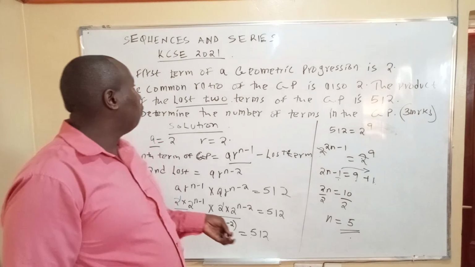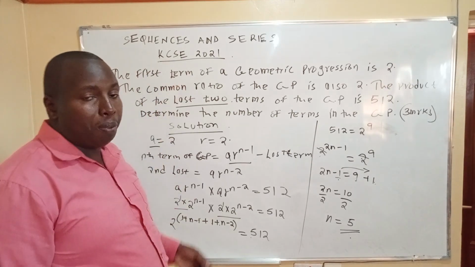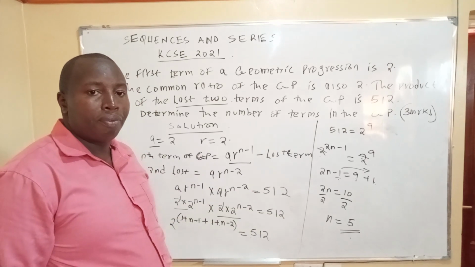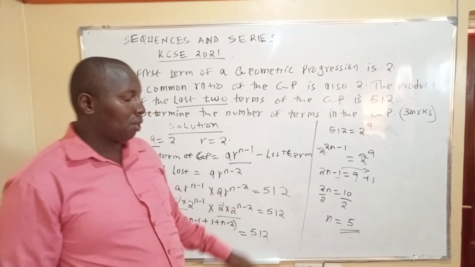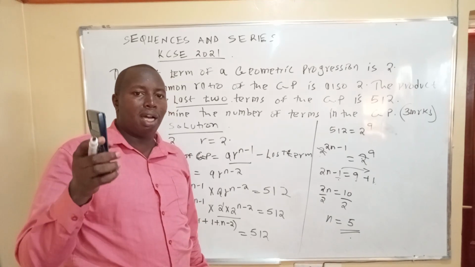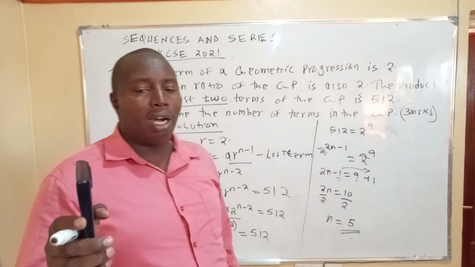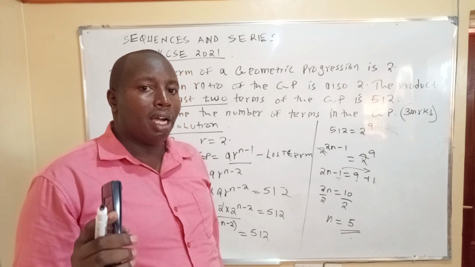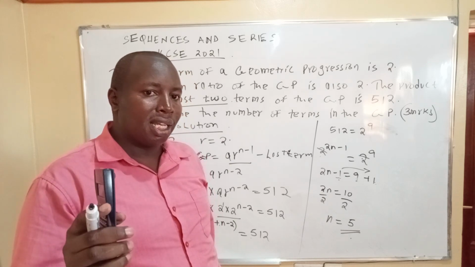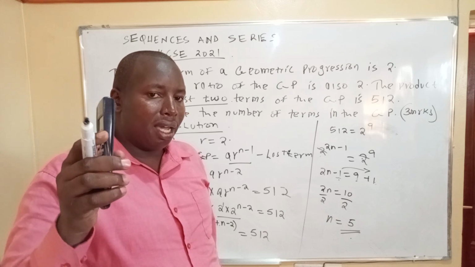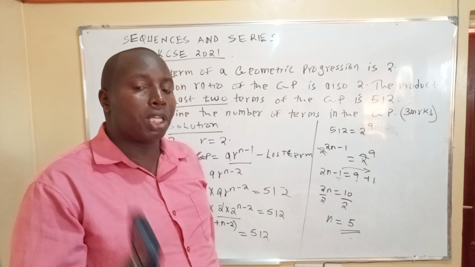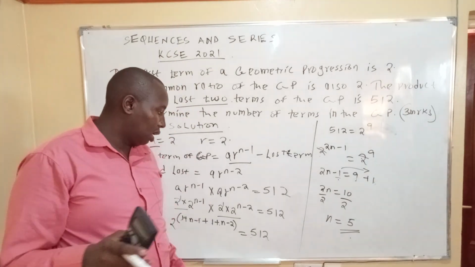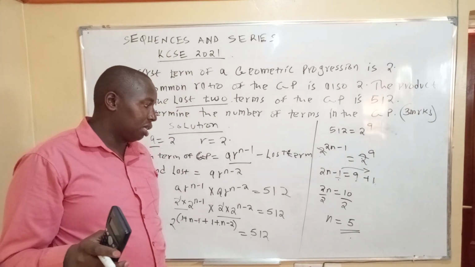So for this kind of GP question, that's how you find the value of n. Our n is 5. You must understand the formula for finding the nth term, plus the rules of indices on multiplication, which is in Form 2. That is the kind of question that was tested there.